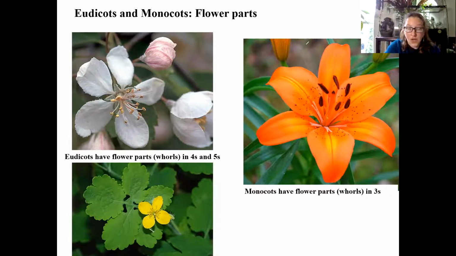So eudicots have flower parts or whorls in 4s and 5s. Monocots have flower parts or whorls in 3s. So that's one way you can tell them apart.